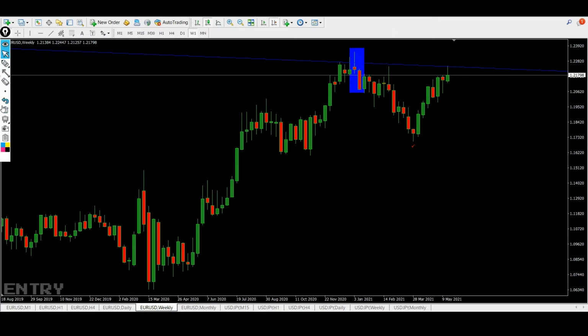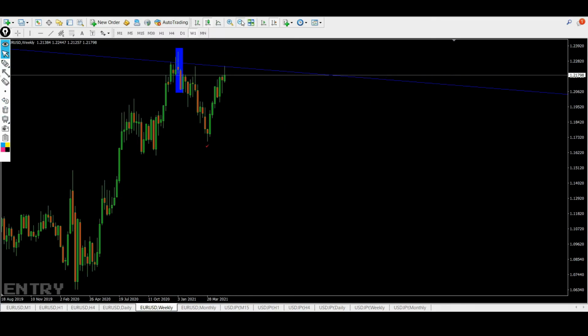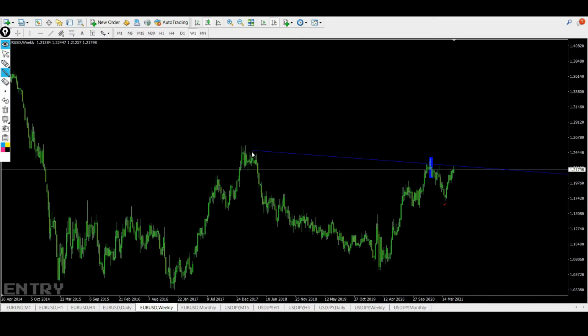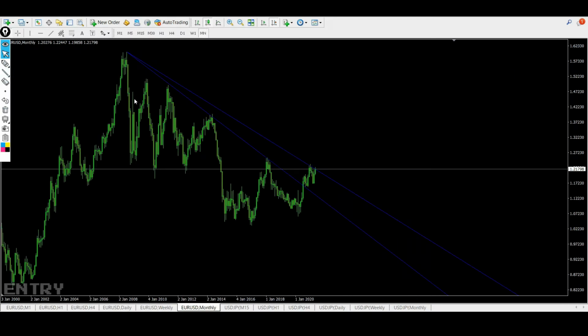The first one is on this weekly chart, so let's go ahead and zoom out. So it's this trend line from this pivot right here to this pivot right here. Price is right on it right now. And the other one is on the monthly chart, so let's go over there. All right, so on this monthly chart, this trend line right here from this pivot to this pivot right here, price is generally on it right now.